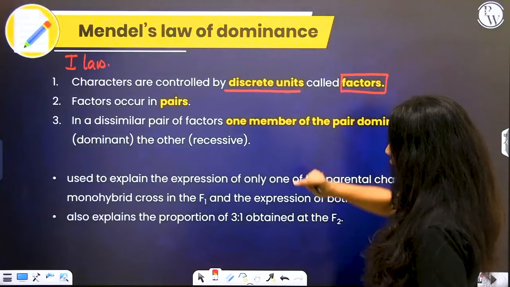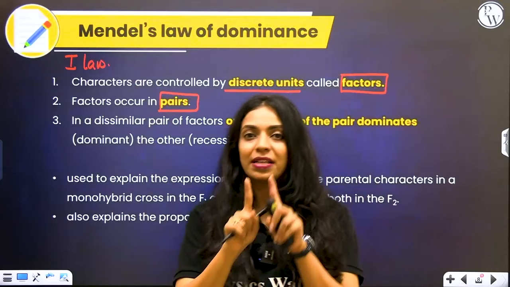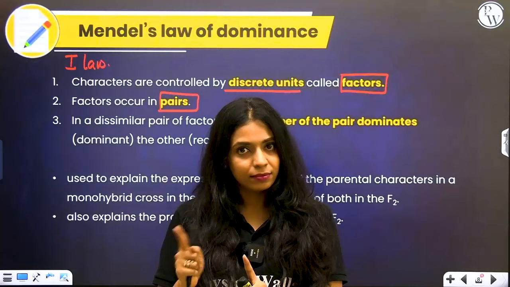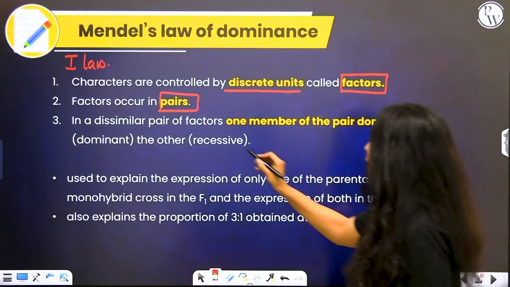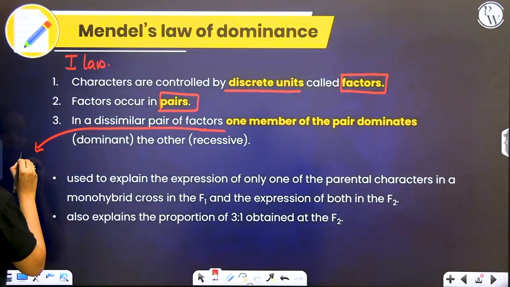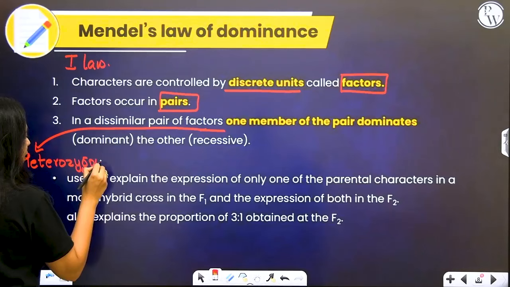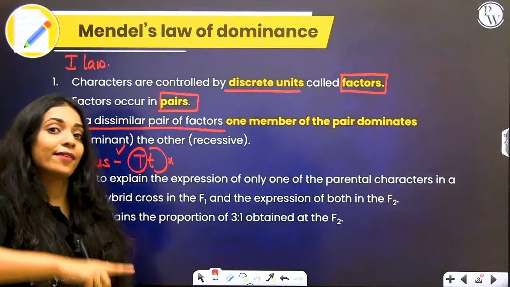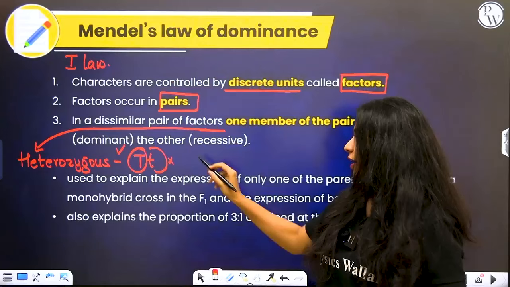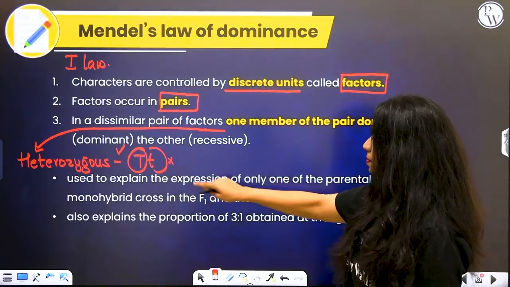And the second thing is, these factors occur in pairs. They are always present in pairs. Because one of them is received from the maternal gamete, the other one is received from the paternal gamete, right? Therefore, these factors will always occur in pairs. Whenever there is a dissimilar pair of factors, what is a dissimilar pair of factor? Dissimilar pair of factor means it is heterozygous in nature. Whenever there is a dissimilar pair of factors, for example, capital T and small t, one member of the pair dominates the other one. So, in the F1 generation, only one of them will express, the other one will not. We saw how in the previous cross that we studied, tall was expressed in the F1 generation, dwarfness was not to be seen at all. So, that is what he means by the third point.